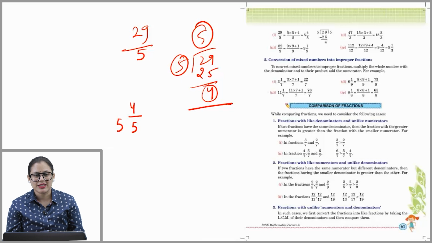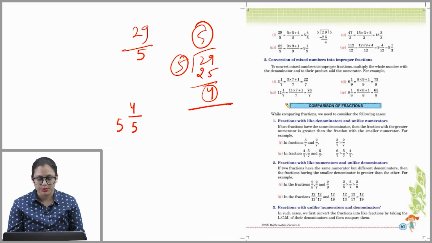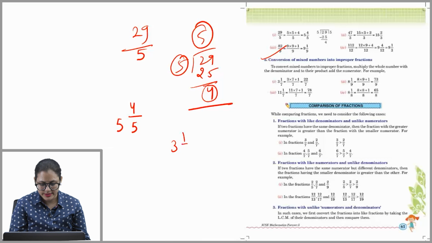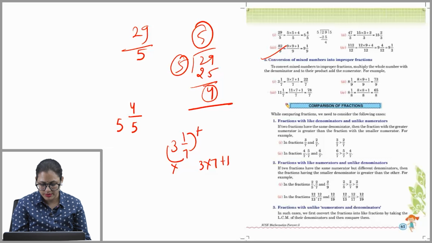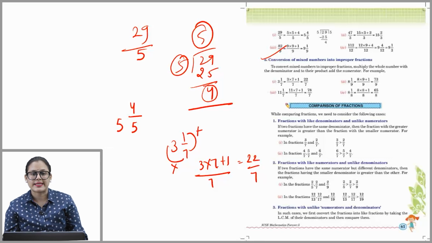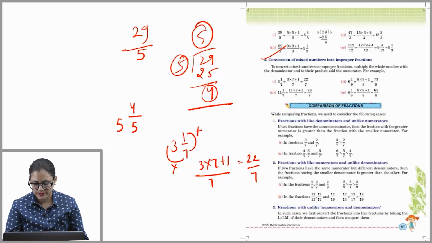Next, conversion of mixed numbers into improper fractions. To convert mixed numbers to improper fractions, multiply the whole number with the denominator and add their product to the numerator. For example, 3 1 by 7. You will multiply these two and then add this one. So 3 into 7 plus 1 by 7. 3 into 7 is 21 plus 1, 22. So 22 by 7.